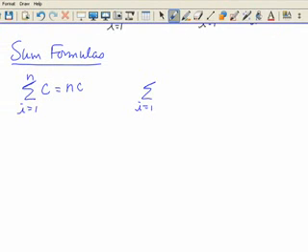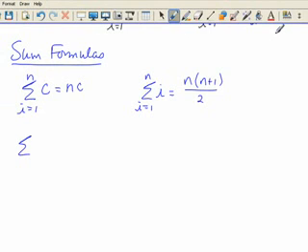The sum, if i goes from 1 to n, of just i. So we're saying 1 plus 2 plus 3 and so on, plus n. You can find that sum by taking n, multiplying it by n plus 1, and dividing by 2.